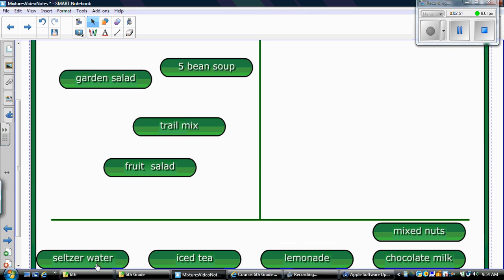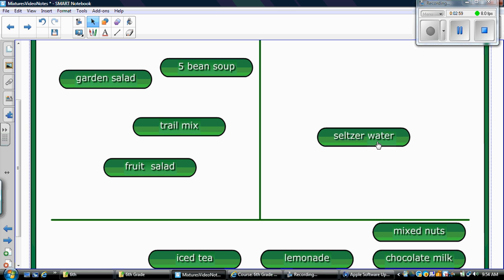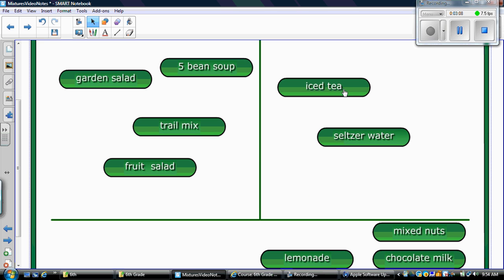Let's look at seltzer water. Seltzer water is also a carbonated water. It's hard to tell everything that goes in there, so I'm going to classify that as homogeneous or solution. Iced tea. I cannot see all the different parts of iced tea. It just looks like one color to me, so I'm going to classify that as homogeneous. Lemonade we did above. I cannot see all the parts, so I'm going to classify it as homogeneous.